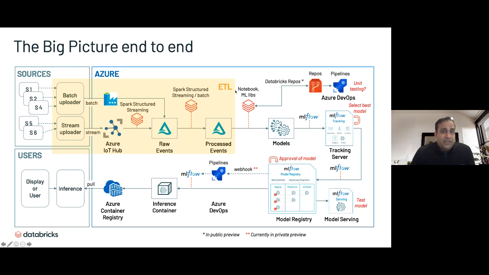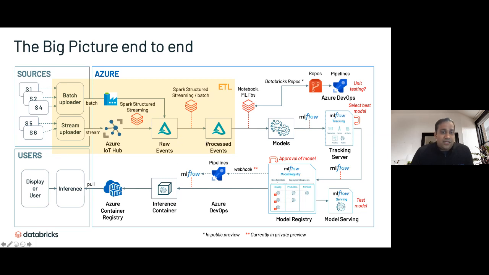The first part is your ETL. You have your data sources. Data could be coming from a batch source or a stream source. You would use Azure services like ADF and Azure IoT or Event Hub to bring all sorts of data onto Azure ADLS, or your data lake. And that would be raw events. Then you would use Databricks notebooks and clusters to convert that raw data into processed data. You could use a medallion architecture, say from bronze, silver, gold.